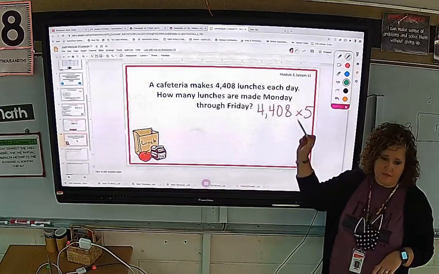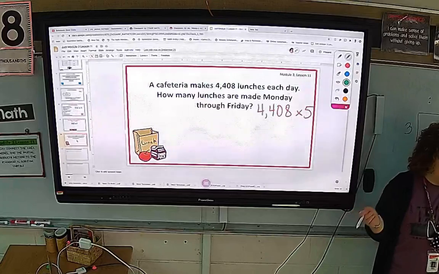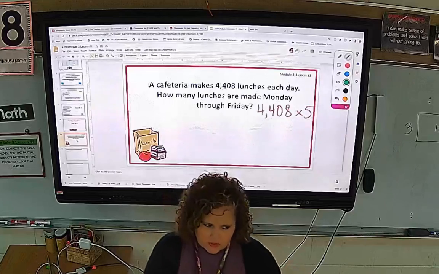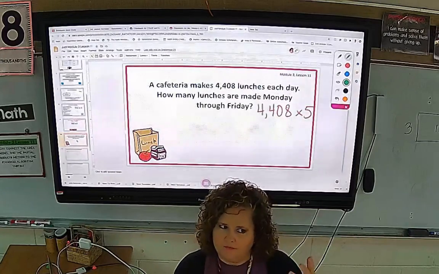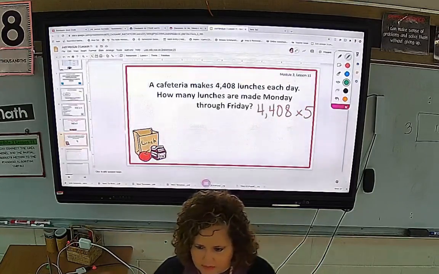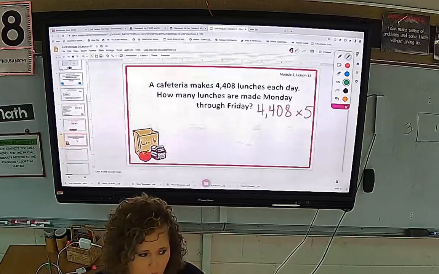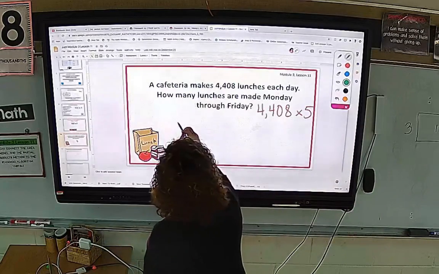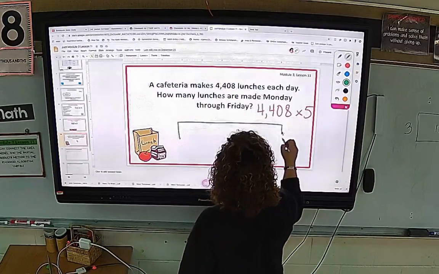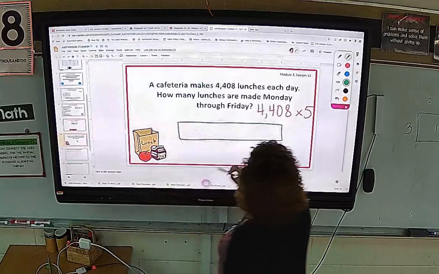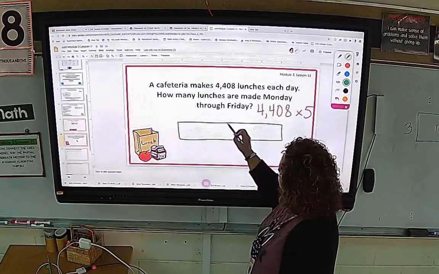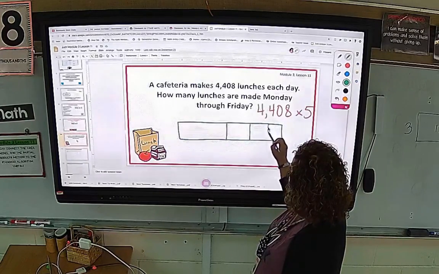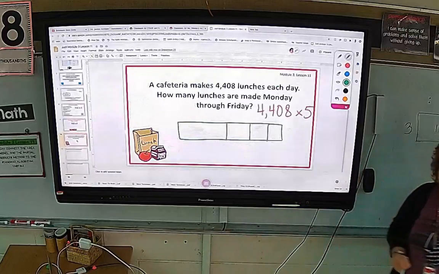4,408. This one's slightly different because we've got a 4-digit number. Well, when I was doing the area model with a 3-digit number, I put 3 sections for my rectangle. With a 4-digit number, then, I would need to have how many sections for my rectangle? 4, because I need 1 section for each place value. Okay, so we're going to draw that rectangle and cut it into pieces. A big piece for the thousands, a piece for the hundreds, a piece for the tens, a piece for the ones.